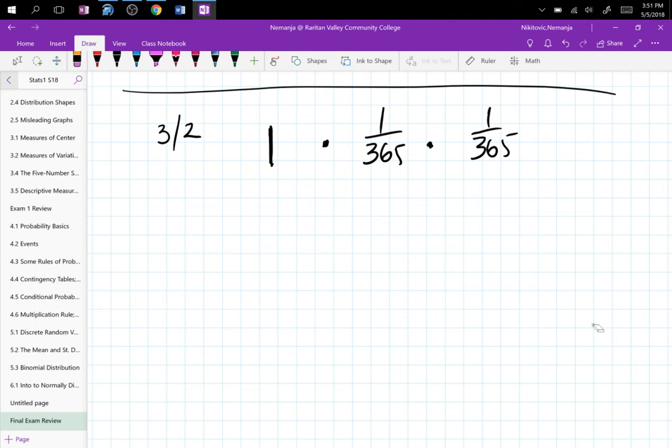Yeah. So the first person definitely has a birthday on that day, right? Because you have to start somewhere. And then the next person is just 1 in 365.